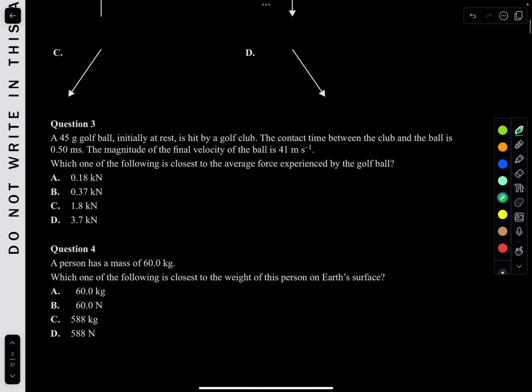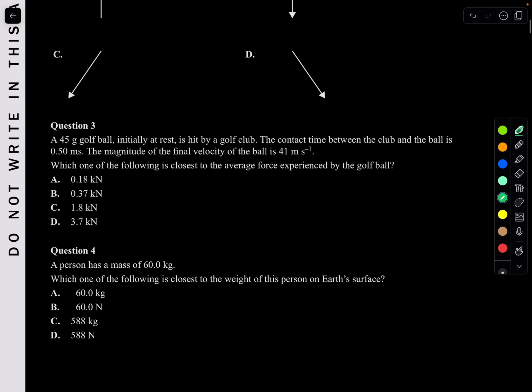Question 3. A 45-gram golf ball, initially at rest, is hit by a golf club. The contact time between the club and the ball is 0.5 milliseconds. The magnitude of the final velocity of the ball is 41 meters per second. Which of the following is closest to the average force experienced by the golf ball? Easy. Actually, this is also similar to one of the exam questions from VCAA. They always start to repeat exam questions, which is easy.